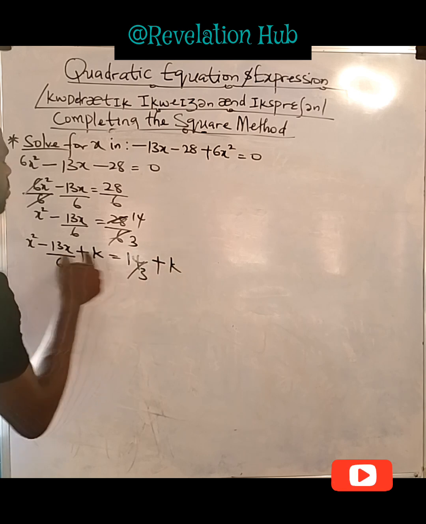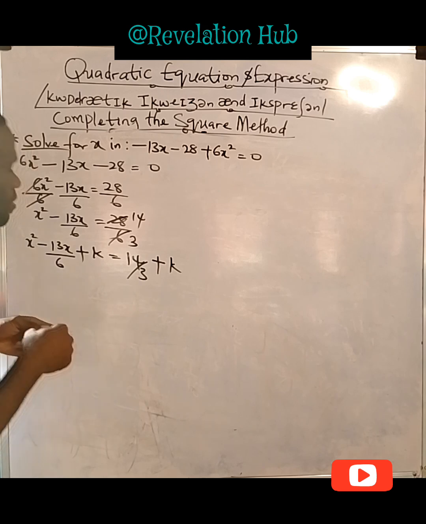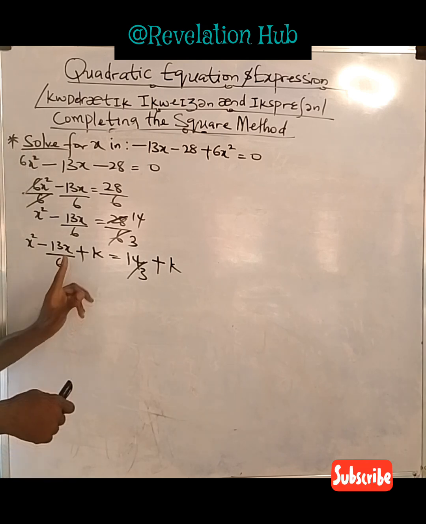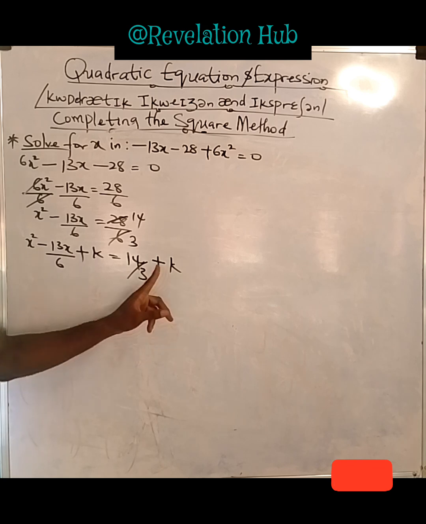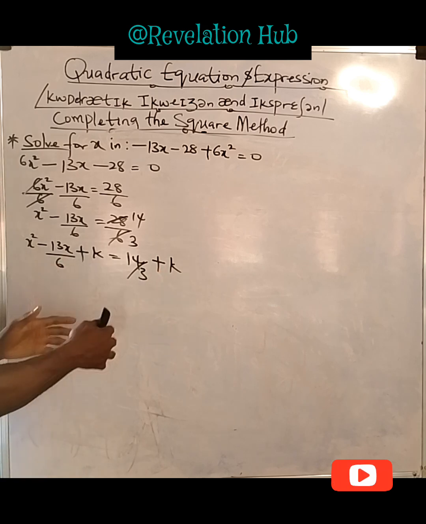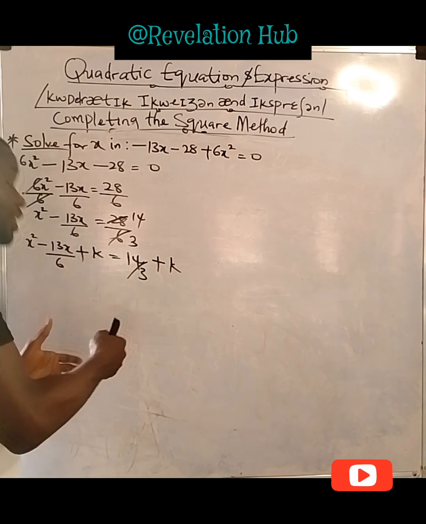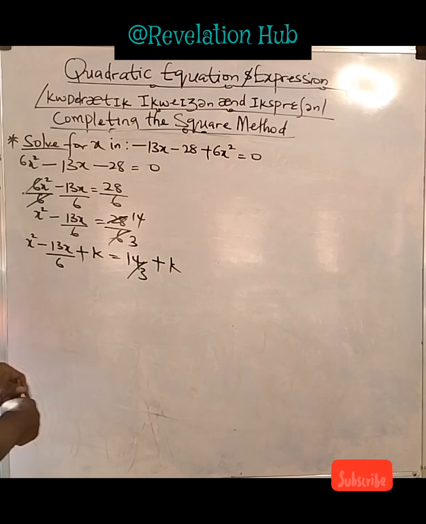Now, whatever I do to this side, I also do to this side in order for this to remain an equation. If you subtract k from this, you subtract k from this. If you add k to this side, you also have to add k to this side to make it remain an equation. If not, it's not going to be an equation anymore. So this plus k is well set out.